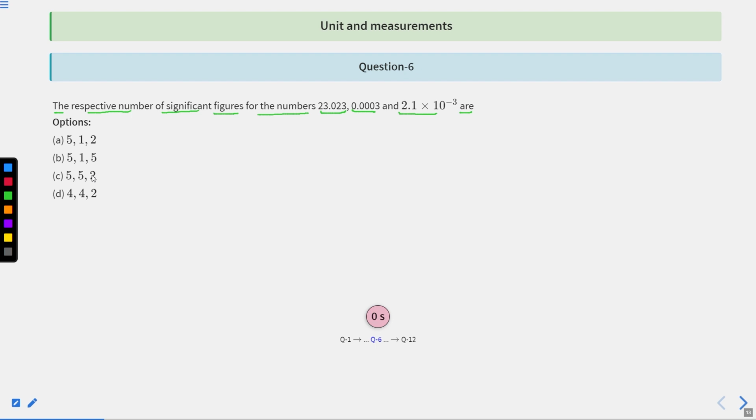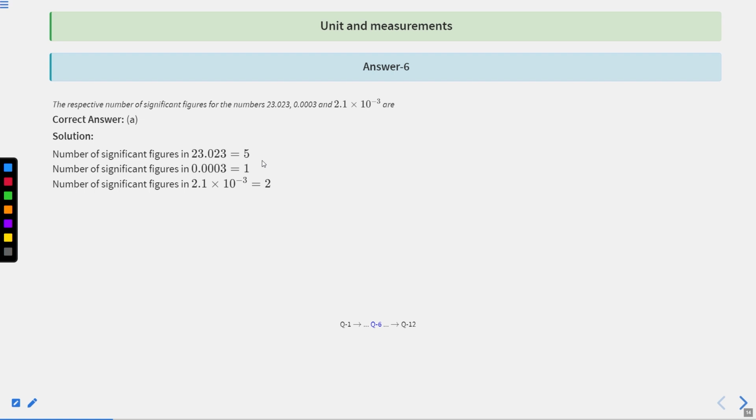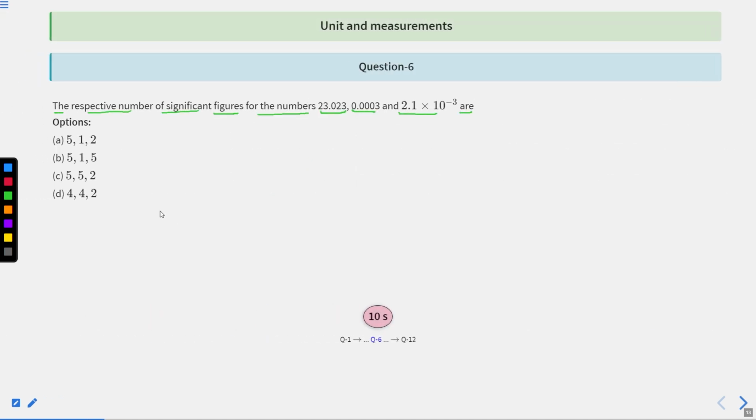Let's calculate the answer. So this is the first, second, third. The number of significant figures in this digit is 5, in this it is only 1, according to the rules of significant figures, and in this it is 2. So 5, 1, 2. Correct option is A. This is the correct answer. Clear?